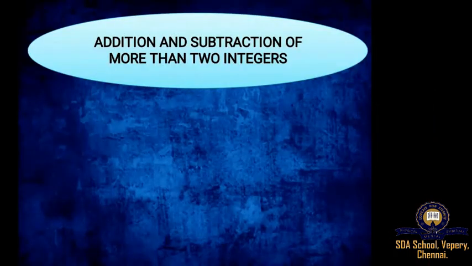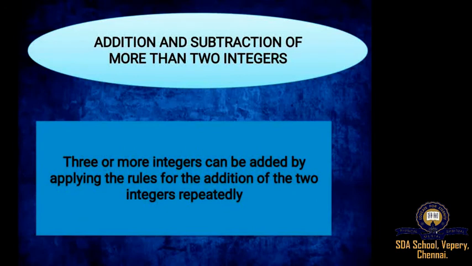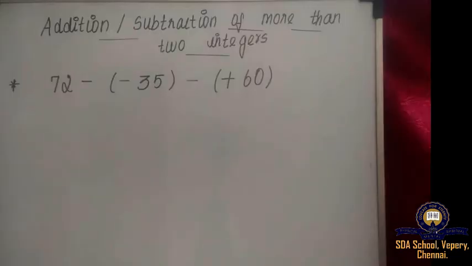We saw how to add and subtract two integers. Now we will see addition and subtraction of more than two integers. 3 or more integers can be added by applying the rules for the addition of two integers repeatedly. So now we will do few problems. First problem, 72 minus of minus 35 minus of plus 60.